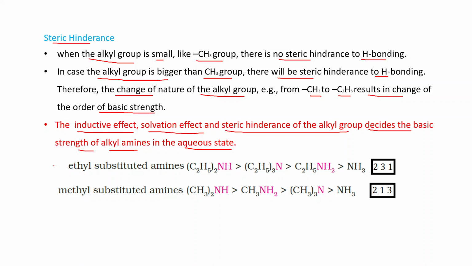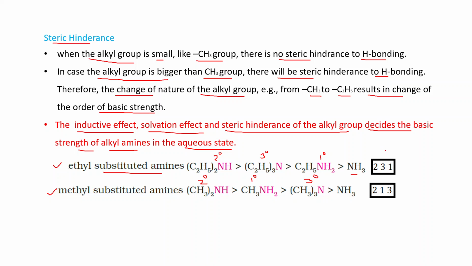Okay, now if we have ethyl substituted amines, then the secondary amine is most basic, then tertiary, then primary, and the least basic is ammonia. Now if we have methyl substituted amines, then the secondary amine is the most basic, then primary, and then tertiary, and ammonia is the least basic.